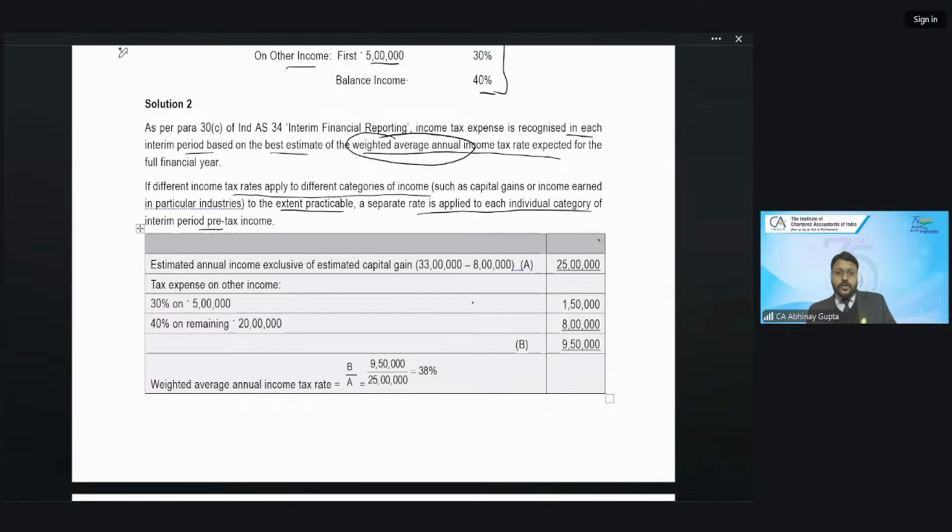Now, total annual income exclusive of estimated capital gain would be 25 lakhs, plus 8 lakh is the capital gain. So 33 lakh is the total income for the full year. So on 25 lakh, first 5 lakh at 30% rate, 1 lakh 50,000. Remaining 20 lakh at 40%, 8 lakh. So 9 lakh 50,000 is the total tax. So 9 lakh 50,000 divided by 25 lakhs, so 38% is the weighted average income tax rate for the year, right?